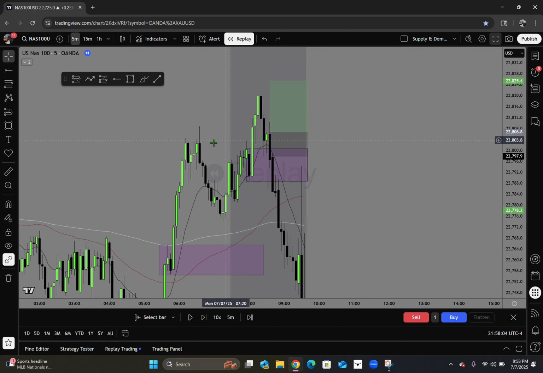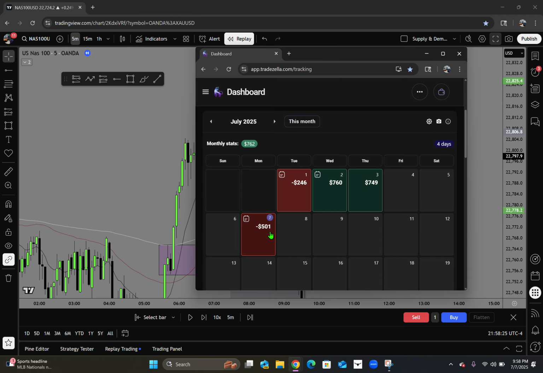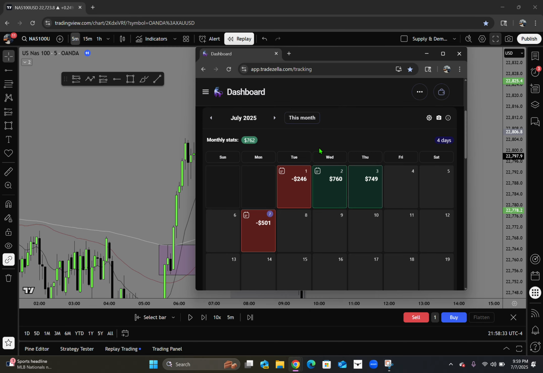It was a pretty beautiful setup, but it didn't go our way, so we just accepted it, called it a day, and we're gonna come back tomorrow and see what we find again. If we find any good setups, then take it and hopefully capitalize off of it and make some money, right? So on this setup, I basically lost $500, but even though for the month we're still up $762, so that's valid.